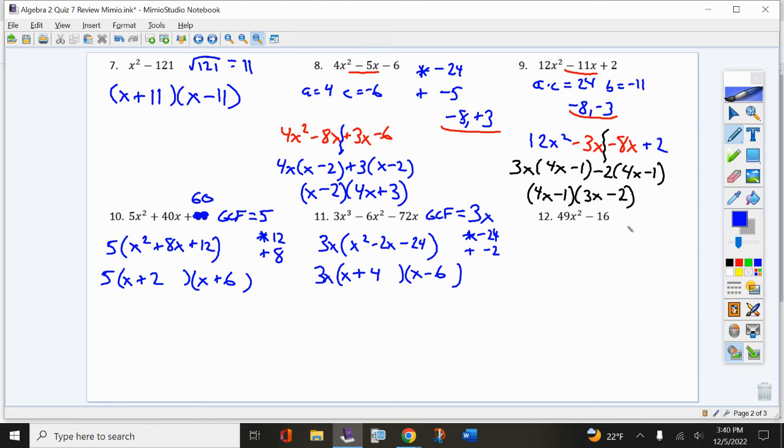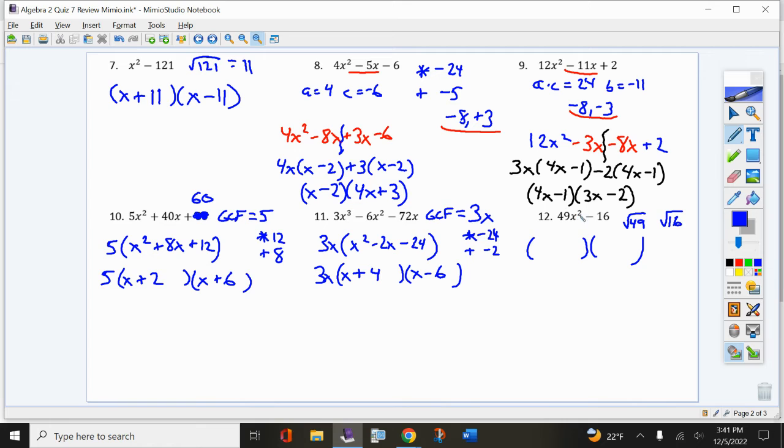Now on number 12, nothing besides 1 goes into 49 and 16. I see the minus, so my first look is this. Is 49 a perfect square? Is 16 a perfect square? When I can say yes to both of them, I'm going to treat this as a difference, subtracting squares.